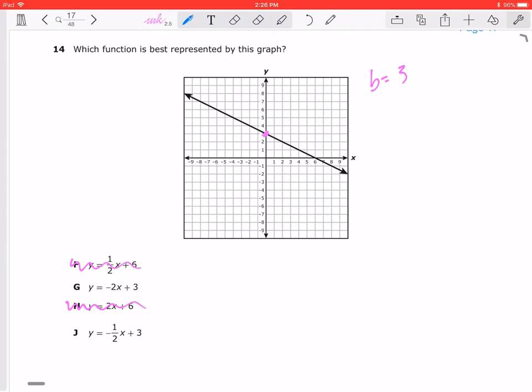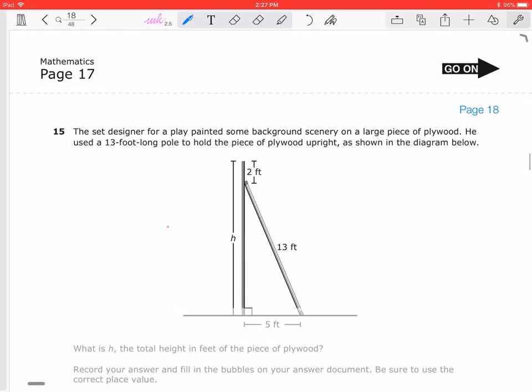In order to figure out which one is the right one, I need to figure out my slope. So I'm going to pick 2 perfect points. I got one there and one there. I'm going down 1, and then going right 1, 2. So I'm going right 2. If I'm going down, that means it's a negative slope. So my slope, my m, is equal to negative 1/2, which is J. G has a whole slope of negative 2.